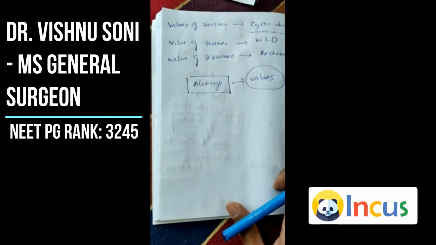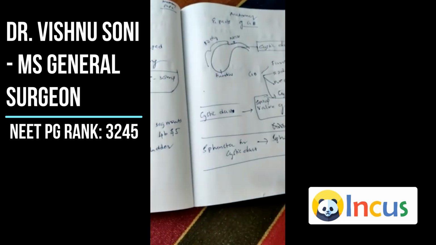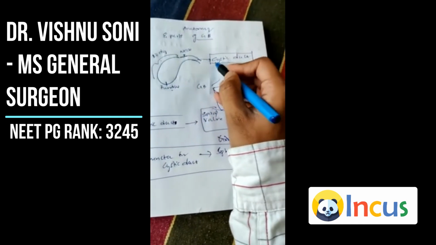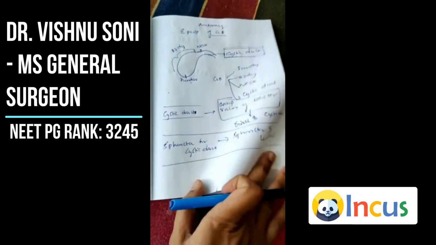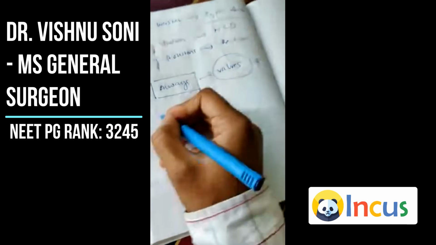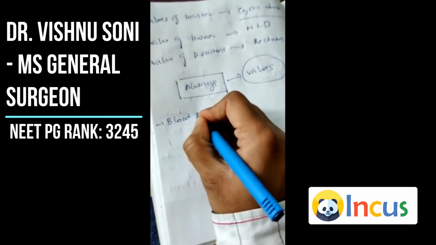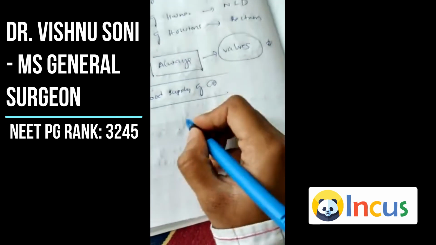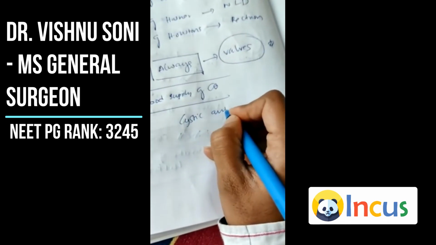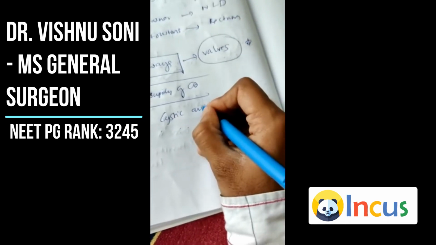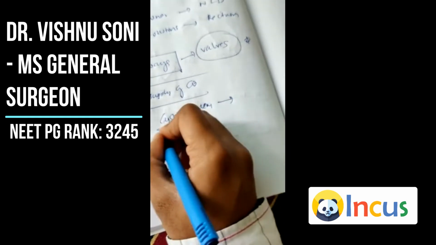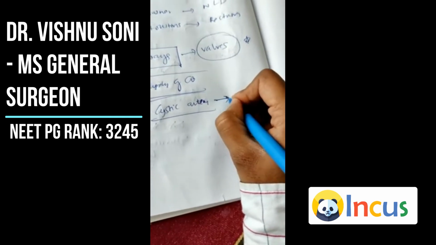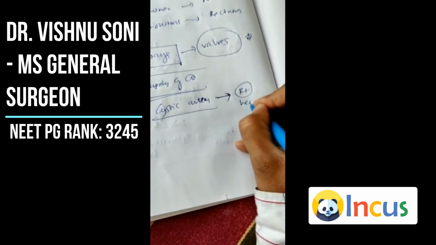Okay, right. Next, getting on with anatomy. This is fundus, this is body, this is neck, and this is cystic duct. Right. So blood supply of the gallbladder. Blood supply of the gallbladder is the cystic artery. Cystic artery is a branch of, yes, that's a question for you. Cystic artery is a branch of the right hepatic artery.